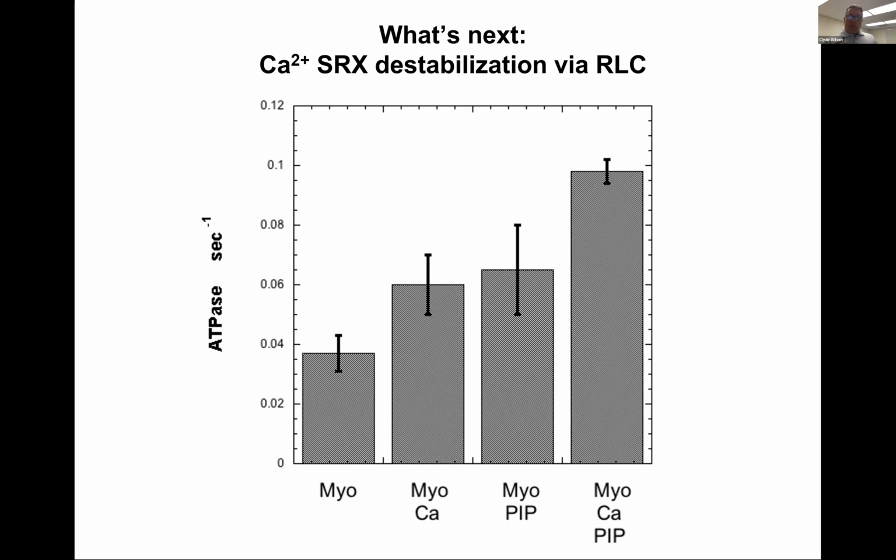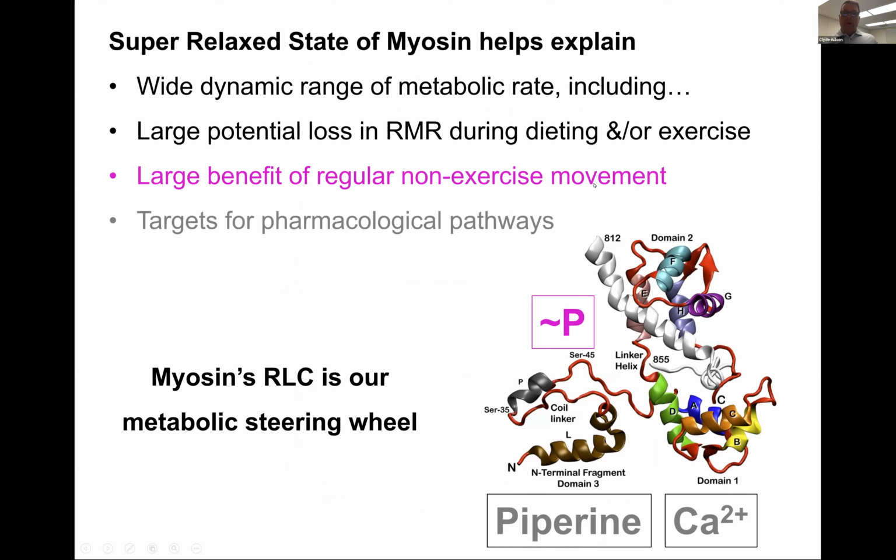So what's next? We're looking at the fact that calcium raises ATPase by binding to the regulatory light chain to the same extent as Hipporine and phosphorylation, and is therefore an additional pathway for getting a handle on the regulatory light chain for increasing metabolic rate. You can see that the effects of calcium and Hipporine are cooperative.